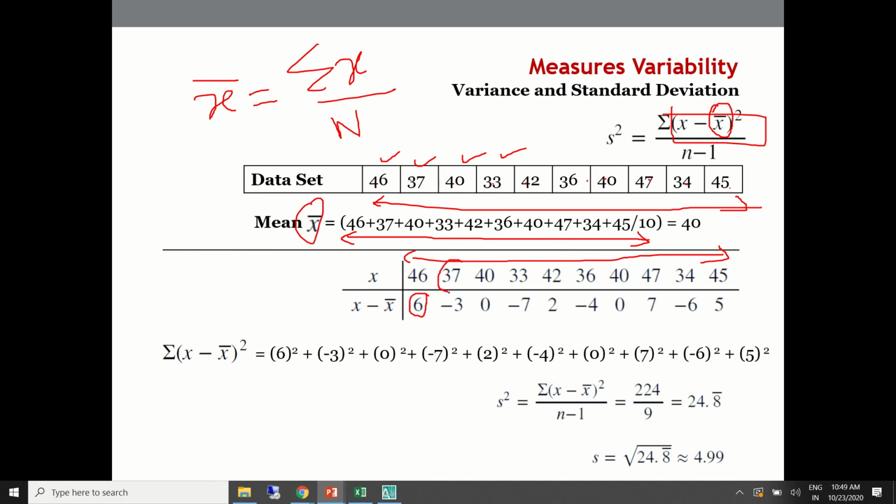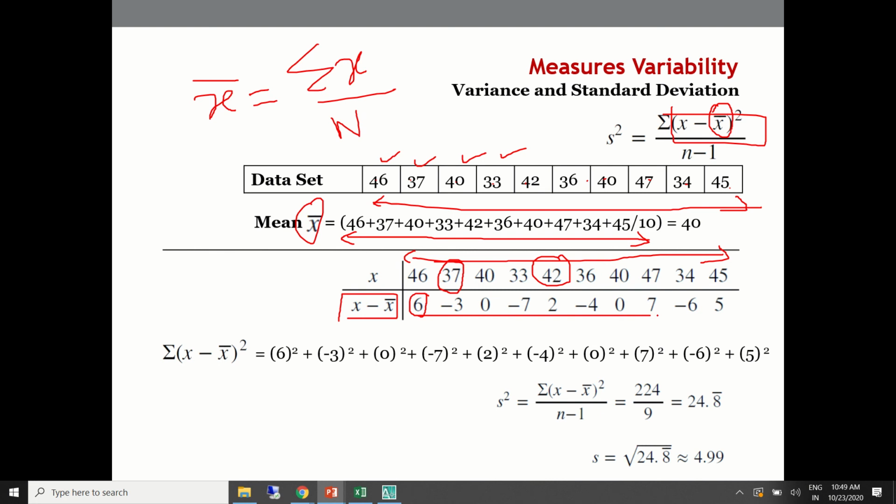Then 37 minus 40. Again, x is this, the mean value is this. So 42 minus 40, 36 minus 40. So we calculate x minus mean value for each.